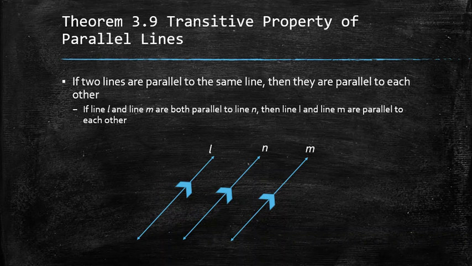Here are some other theorems that you will need to know. Theorem 3.9, Transitive property of parallel lines. If two lines are parallel to the same line, then they are parallel to each other. Therefore, if line L and line M are both parallel to line N, then line L and line M must be parallel to each other.